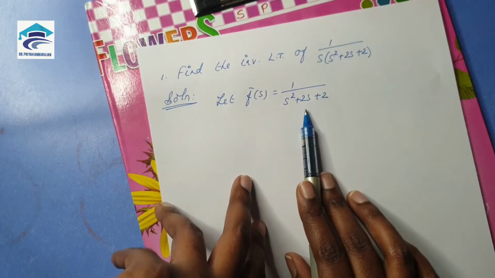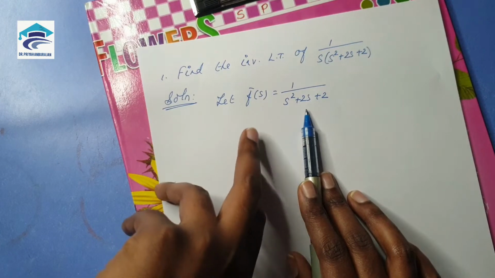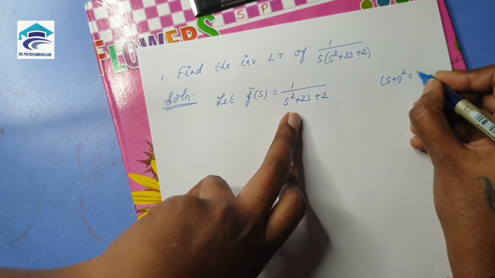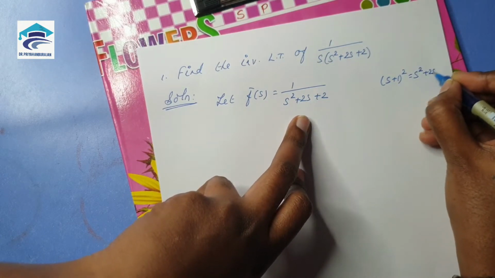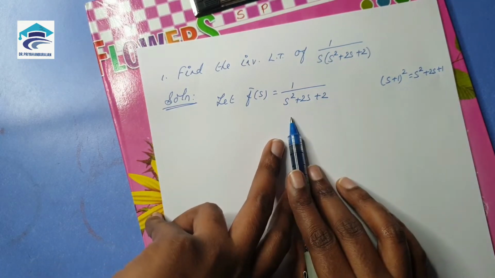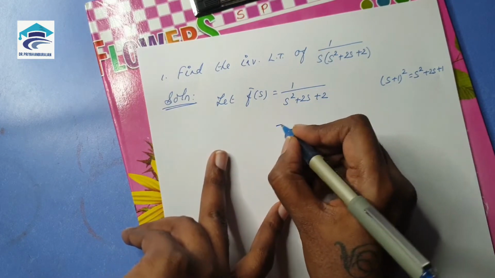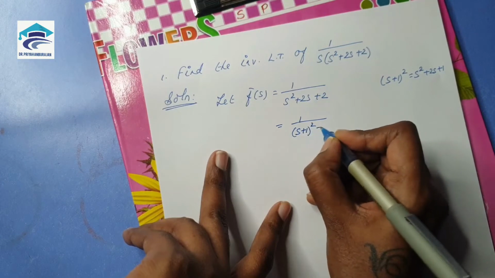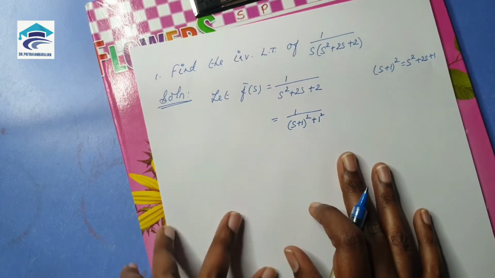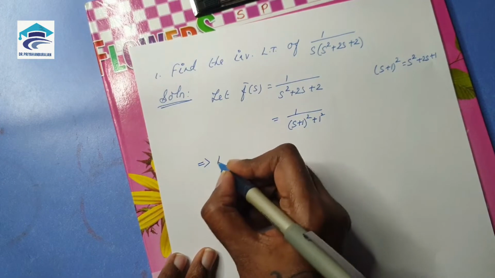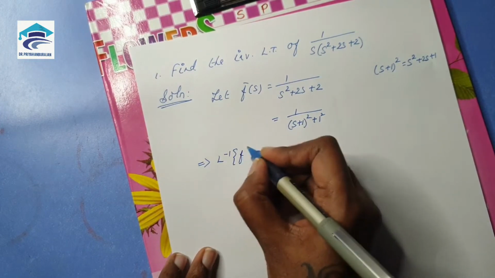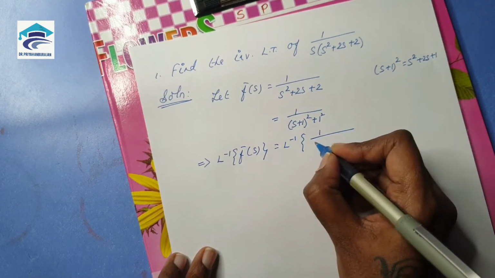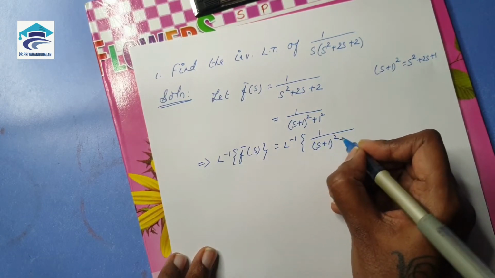This we have to arrange in such a form that we can apply the inverse Laplace. So what is s plus 1 the whole square? It is s squared plus 2s plus 1. So this can be written as s plus 1 the whole squared plus 1. So this is equal to 1 by s plus 1 the whole squared plus 1 squared. If I apply inverse Laplace, L inverse of f bar of s is equal to L inverse of 1 by s plus 1 the whole squared plus 1 squared.